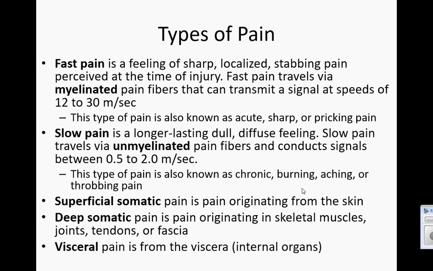We can also describe pain based on where it's located. If it's pain coming from our skin, we call that superficial somatic. Superficial is a word that means towards the outside of our body, which your skin is the outside of your body. Deep pain makes sense. It's deep to the skin, in places like our skeletal muscles, joints, tendons, or fascia. And then visceral comes from our viscera, like stomach pain. And viscera, remember, are the internal organs.